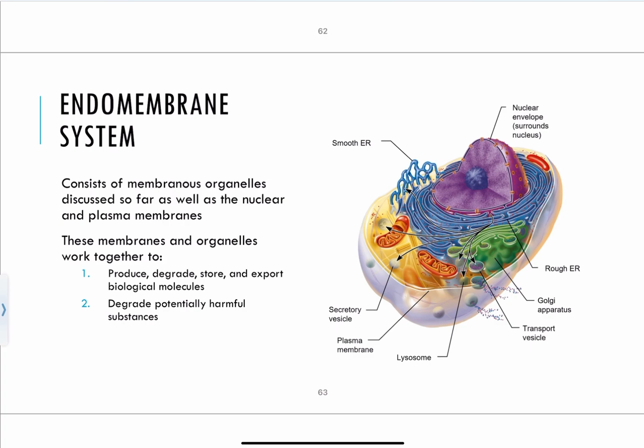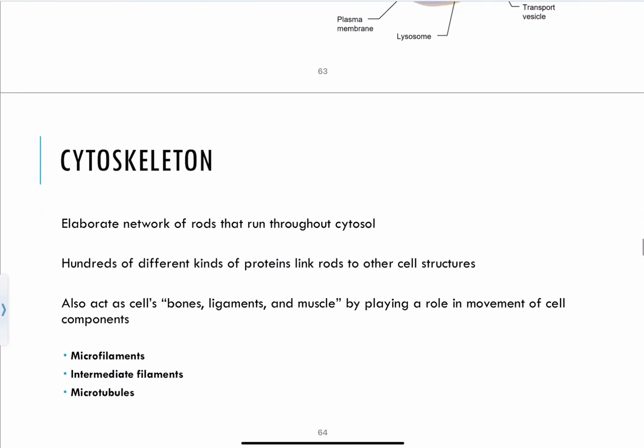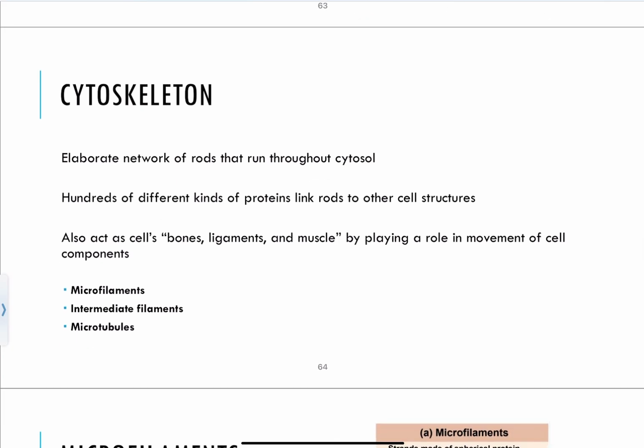So collectively, all these membranous organelles and plasma membranes and the nuclear envelope come together and function as an entire unit to do various things such as production of different molecules and chemicals, and degradation of other molecules and chemicals. They act as vesicles for storage and help with export of different substances. And we talked about how they can degrade potentially harmful substances when we talked about peroxisomes and how they can neutralize free radicals. So the next thing that we need to move on to is the cytoskeleton.